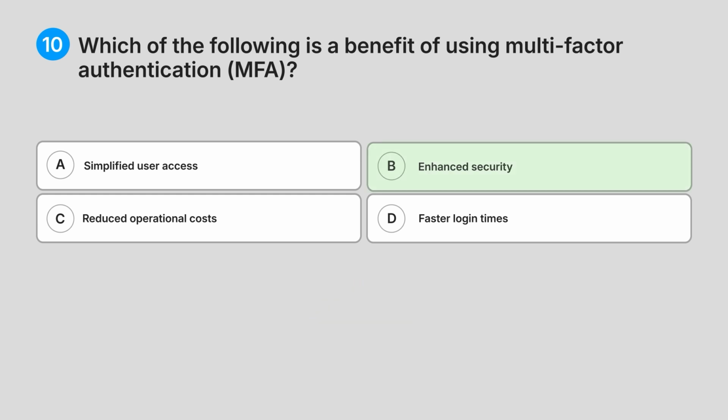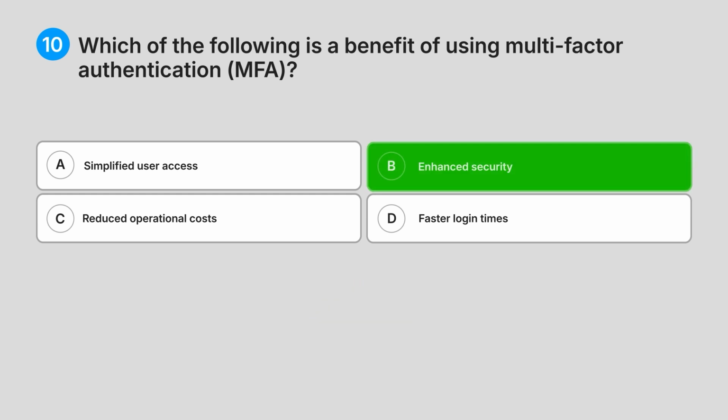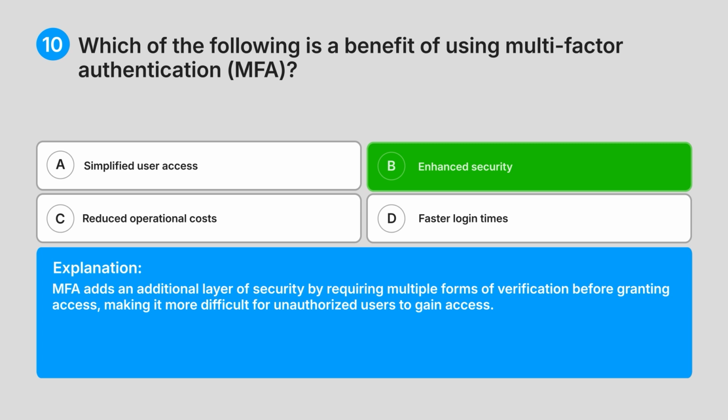Correct answer. B. Enhanced security. Explanation. MFA adds an additional layer of security by requiring multiple forms of verification before granting access, making it more difficult for unauthorized users to gain access.